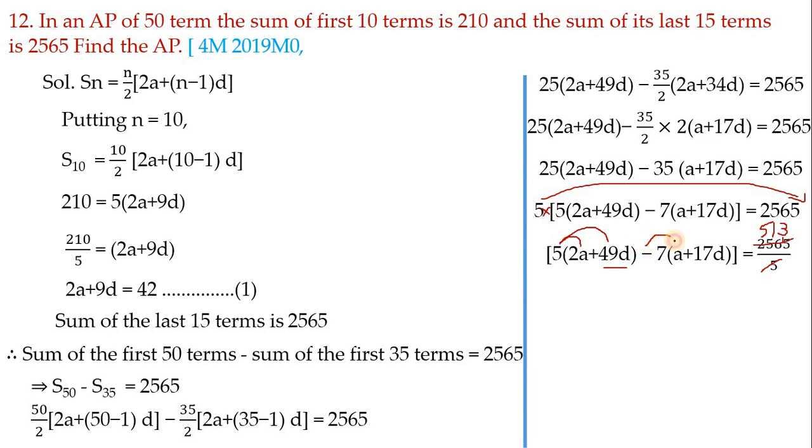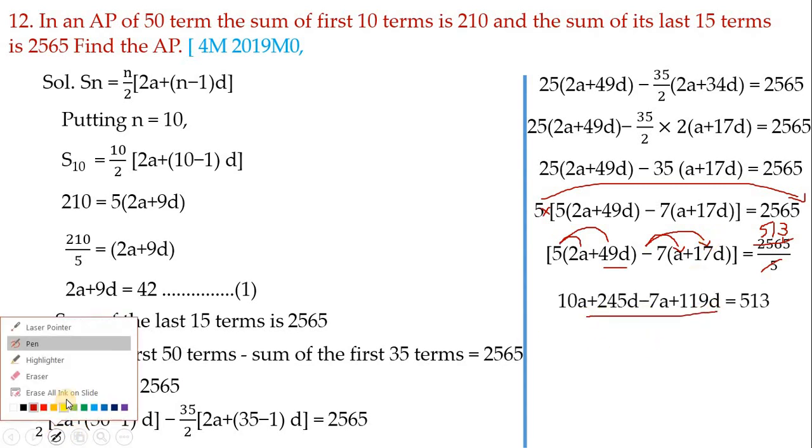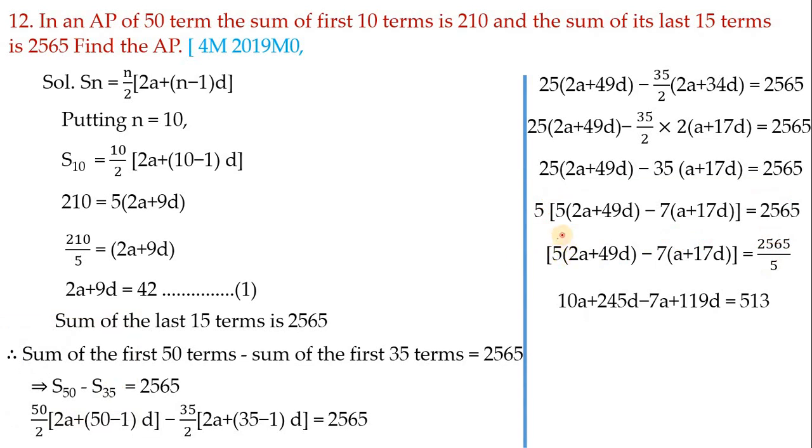Similarly, minus 7a multiplied to this we get minus 7a, and minus 7 multiplied by this, 17 7s are 119d. So this we will get. So what I did, I just multiplied, children. 5 2s are 10, so hence 10a, again 5 into 49, 245d. Next minus 7 into a is minus 7a, minus 7 into 17d gives 119d, and here we have got 530. Next let us simplify those, children.